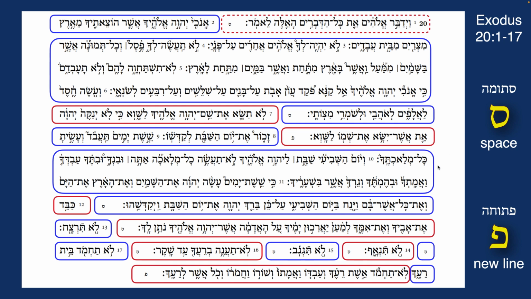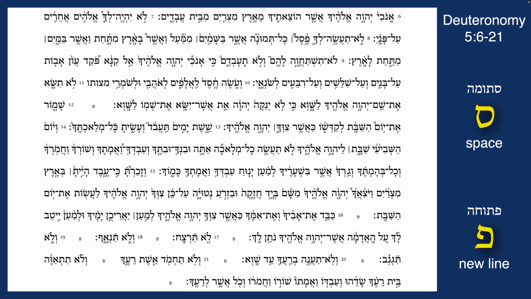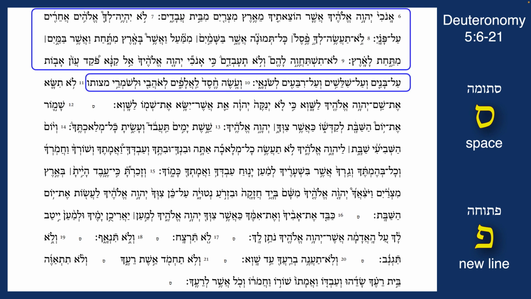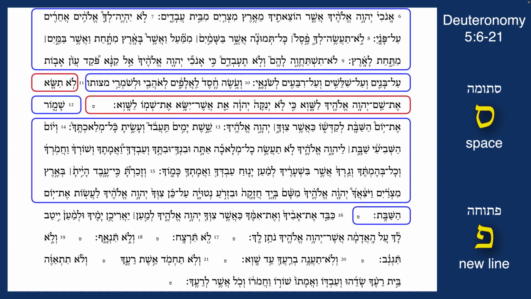You can see that. Now, there is another portion where we have these 10 commandments, and that is in Deuteronomy chapter 5, verses 6 to 21. So we have 6 to 21 here, right? So that's verse 21 here. And it can be divided in the same manner. This is the first, that's the second, third. Third is quite long because this is about the Sabbath.